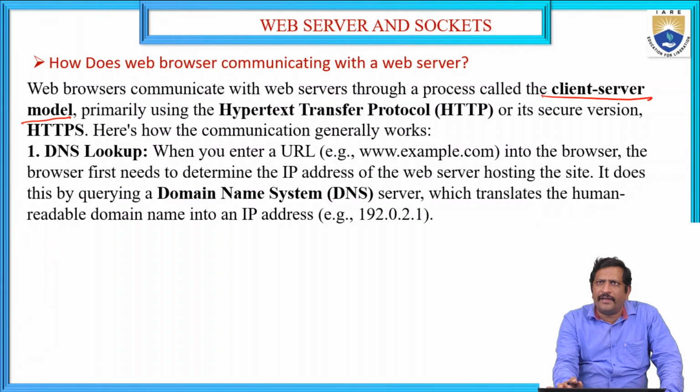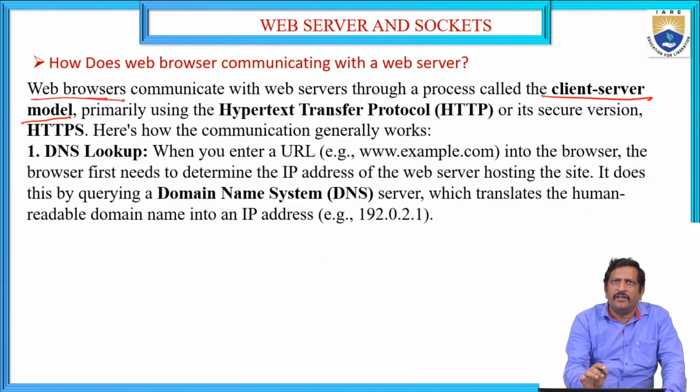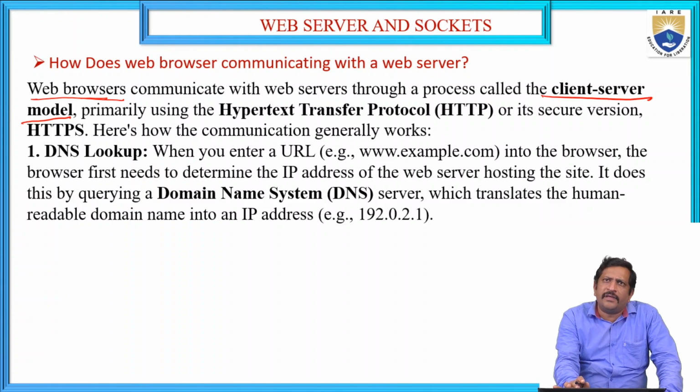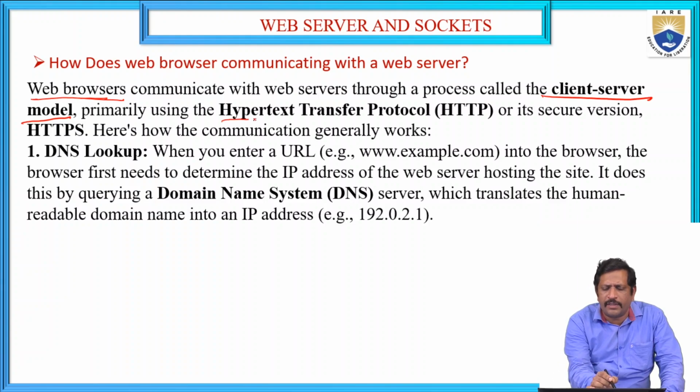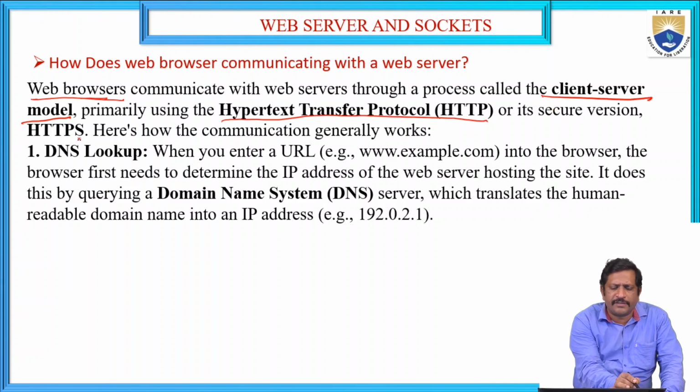With the help of the client-server model, generally by using a web browser application, an internet web browser, we can establish the communication with the web server. The best example is the client-server model. Here in this web-based browser application, we can establish the communication with the help of protocols. What protocols are we using? We are using the Hypertext Transfer Protocol, that is HTTP, or its secure version, HTTPS.